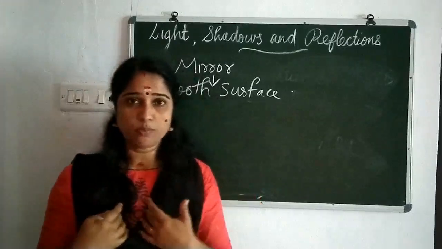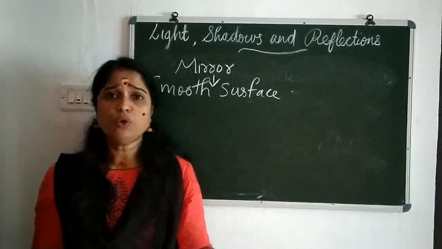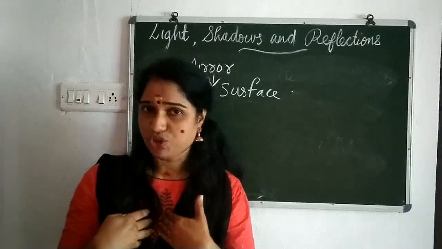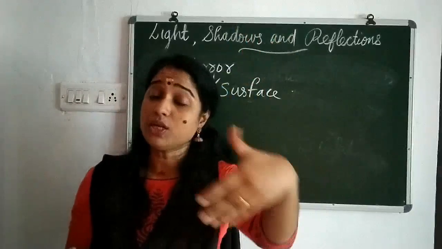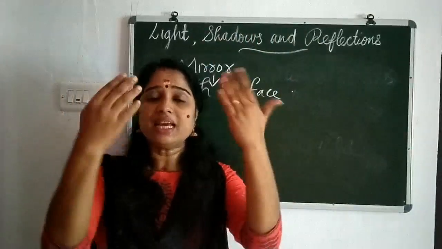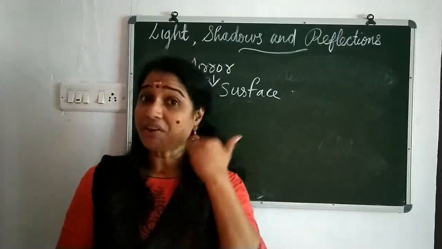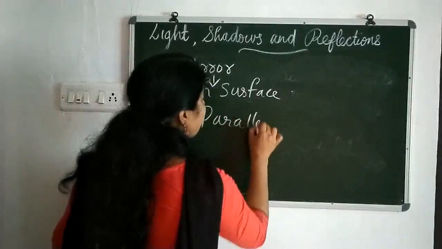In the darkness we cannot see anything in the mirror. For that also we need light. So when the light falls on me, I am an object, and the light gets reflected into the mirror. The mirror has a smooth surface, and the light gets reflected back to our eyes. And not only that, the reflection is quite parallel. The reflection of light is parallel.